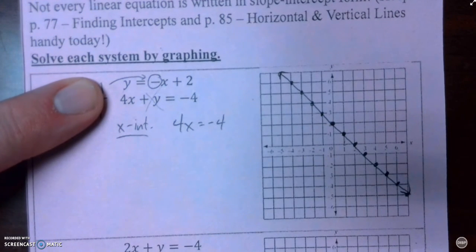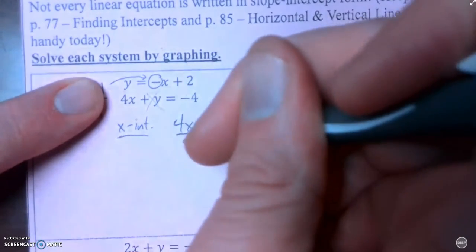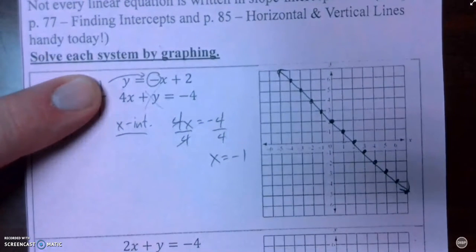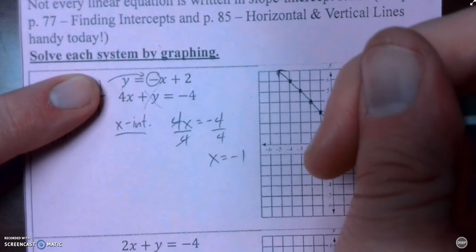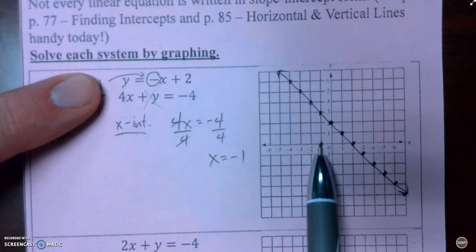And you can solve that equation for x. You know the x-intercept of line 2. If I divide both sides by 4, I get x equals negative 1. So let's go ahead and plot the x-intercept. The x-intercept is where the line crosses the x-axis.